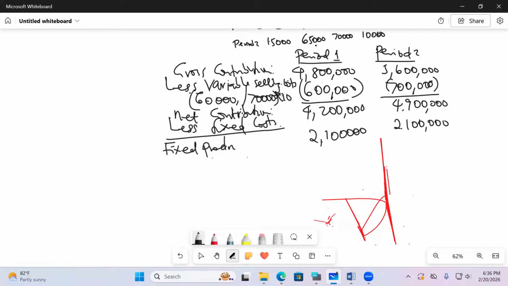We have fixed selling. Do we have the total amount for the whole year? How much? 2.8. So we have here 2.8 per annum. Then fixed selling for the first period, which is 6 months, will be 1.4 million.